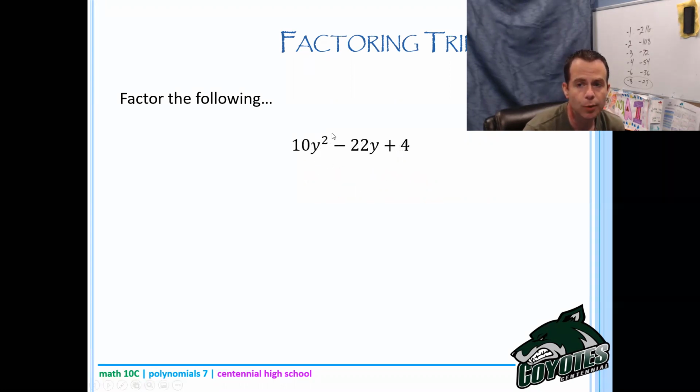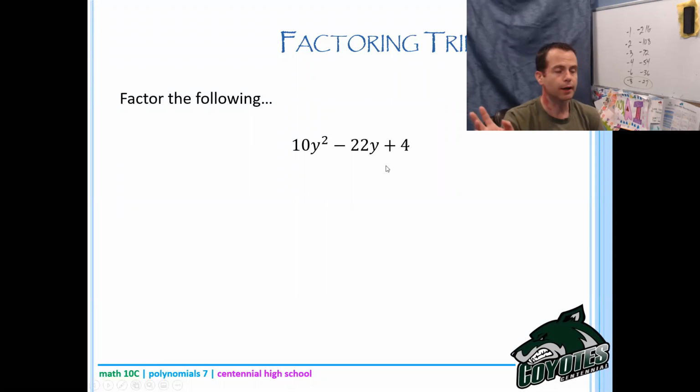Okay, 10y squared minus 22y plus 4. Now, before you get all excited and tell me that I'm looking for two numbers that multiply together to give me 40, I don't agree with you. This is now a multi-step factoring question. I've been leading you up to this, but the first thing you should always consider is: is there a greatest common factor?